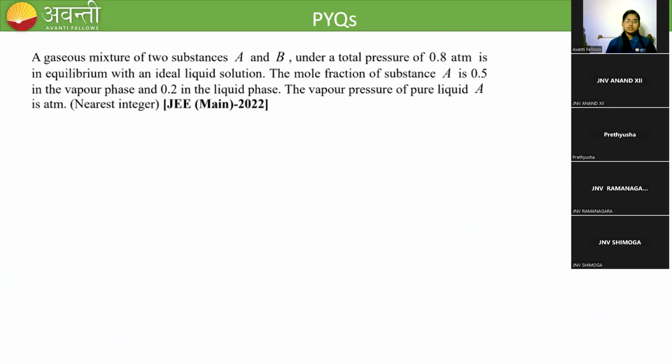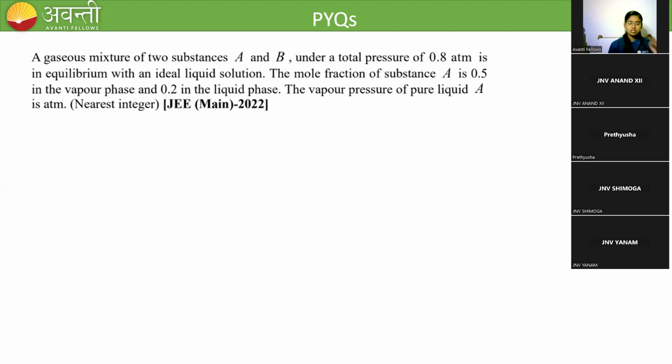The next question is: the gaseous mixture of two substances A and B under a total pressure of 0.8 atm is in equilibrium with an ideal liquid solution. So the gaseous mixture is in equilibrium with an ideal liquid solution. The mole fraction of the substance A is given in vapor phase and it is 0.2 in liquid phase. Mole fraction is given in terms of vapor as well as liquid. Now the vapor pressure of the pure liquid A is dash atmospheric pressure.